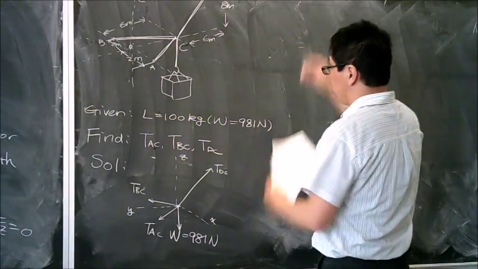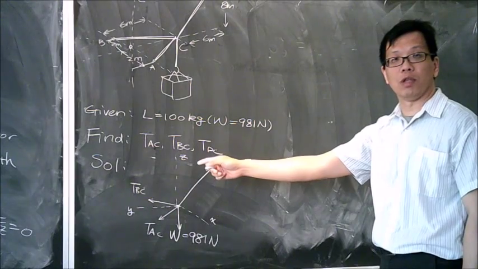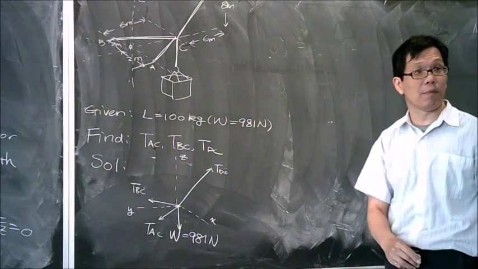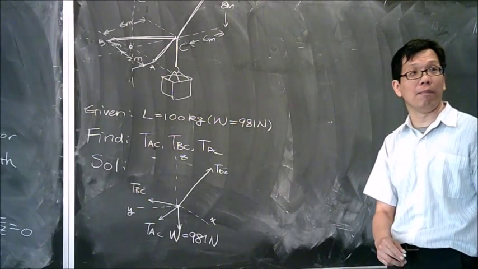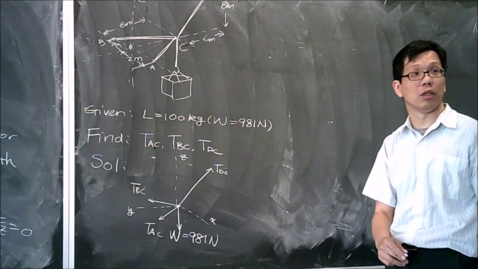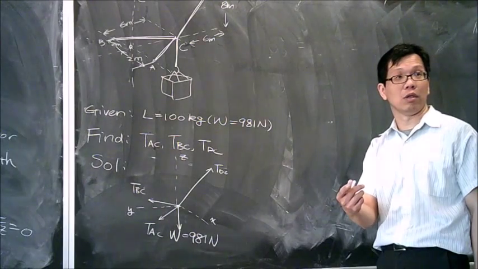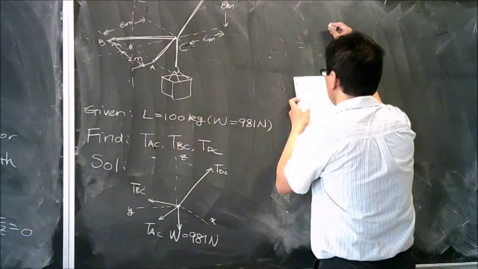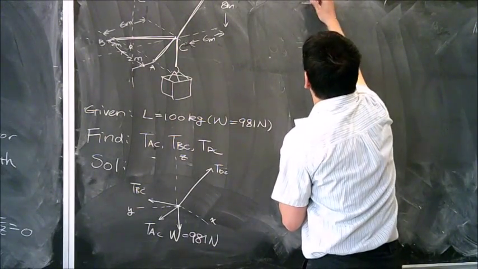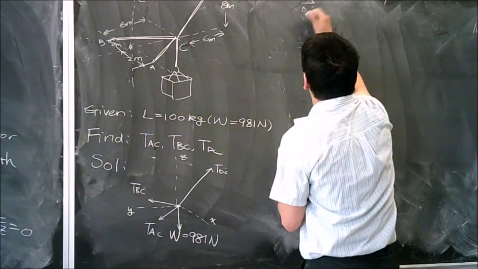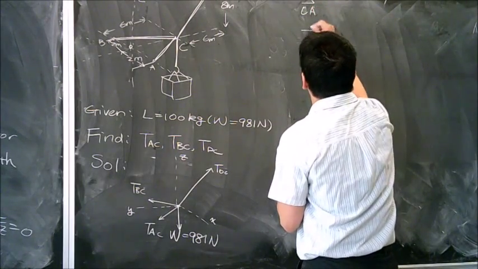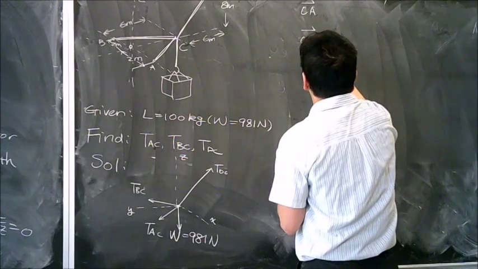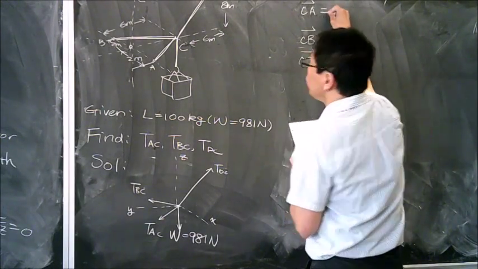Okay, so what is the first thing we need to do? Position vector. So when I say position vector, what is your end point? What is your start point? Which one is your starting point? C. Very good. So AC, CA, CB, and CD need to be defined.